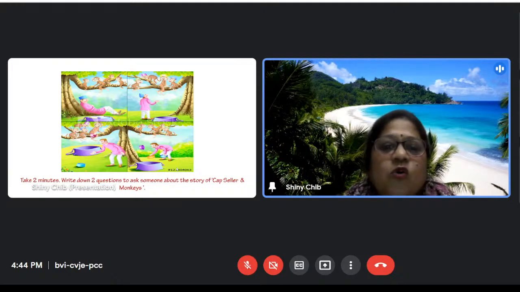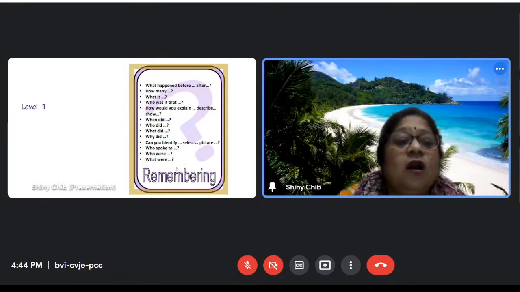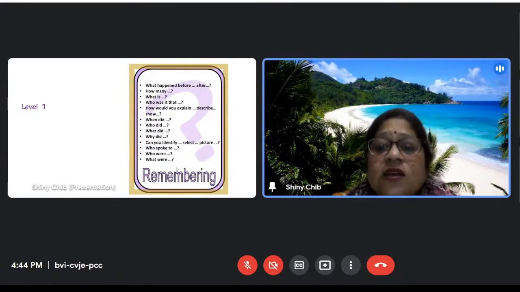Now, what is the logic behind showing these two stories? The logic is in the similar manner, you can take some topic and you can involve the students. The same topic you can ask in different manner. That is why I have taken this particular thing. So what does this first level tell you? The first level is the most simplest one and it is nothing but remembering.